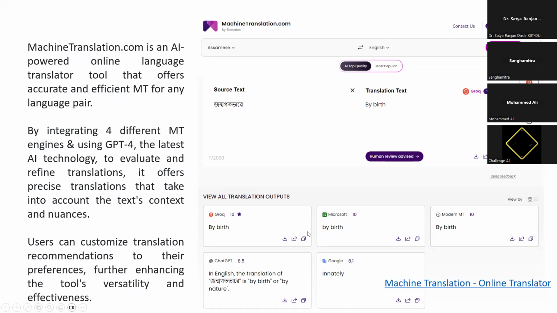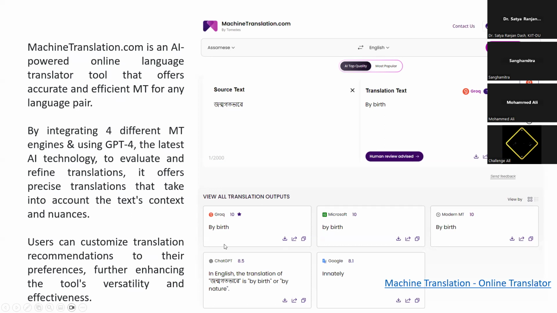And in addition to that, this online translator will also provide you comparisons with the output of other machine translation systems as well. For example, at the bottom you see, in this example, the Assamese word Janmagata Bhabe has been converted to English, and the meaning is by birth.